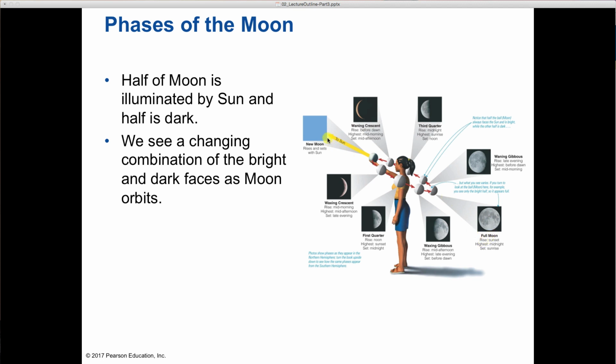And it's opposite in the sky from the sun, so it does the opposite things. It rises when the sun sets, and it's highest in the sky at midnight, roughly, and it sets when the sun rises. So it does the opposite things that the sun does.